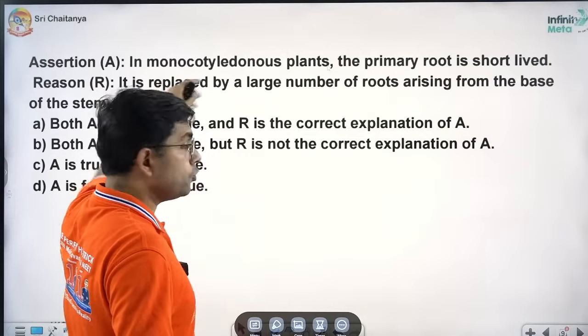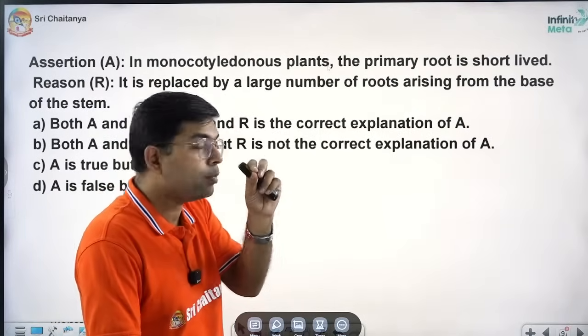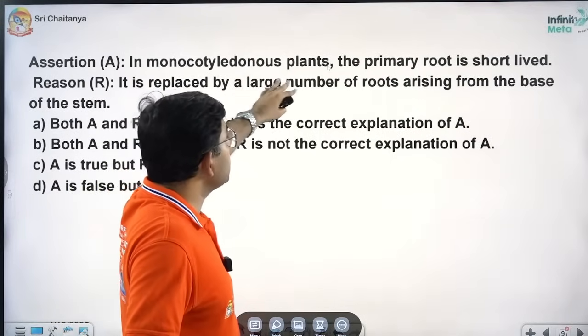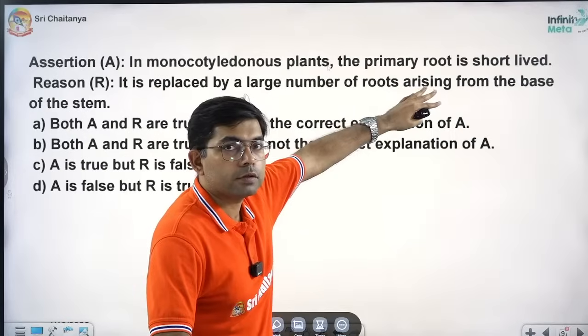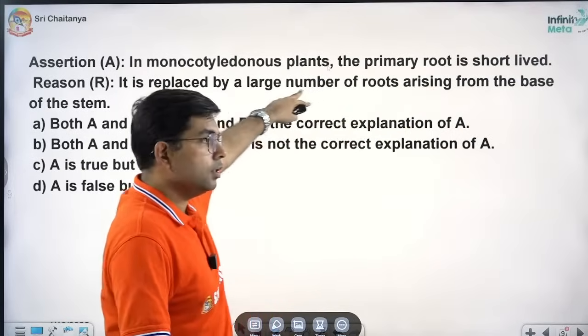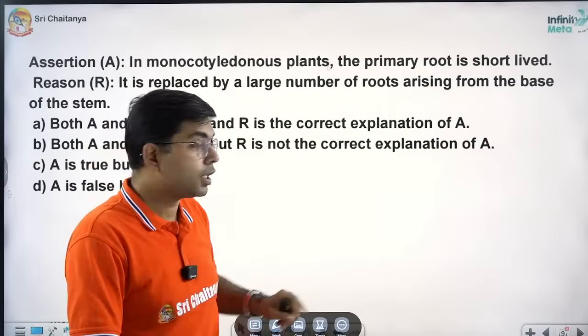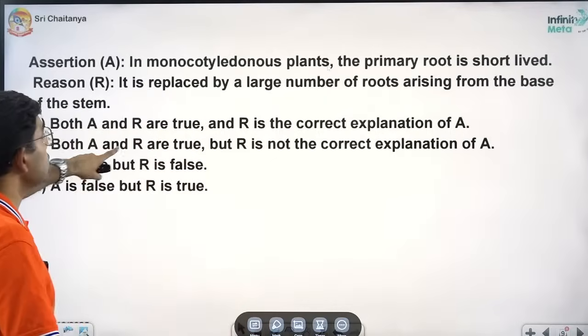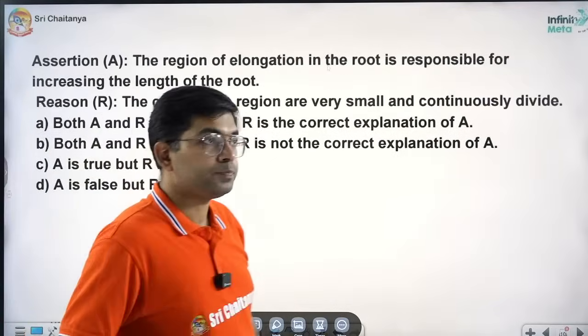If I say, so for that what we connect? We connect by because monocot plant, the primary root are short-lived. Because, no, so this explanation is not correct. So it will be not a correct explanation.